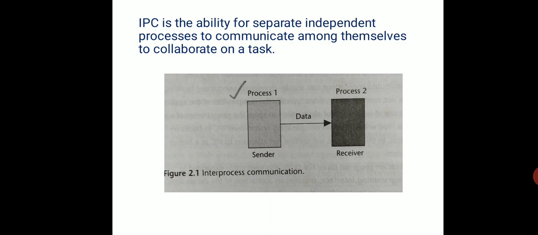IPC, or interprocess communication, is the ability for separate independent processes to communicate among themselves to collaborate on a task. Okay, to complete a task, separate independent processes are communicating. This is called interprocess communication. See, in this diagram, two processes are there, sender and receiver, process 1 and process 2. Process 1 is sender and process 2 is receiver. Process 1 sends data to process 2, so it is called interprocess communication.